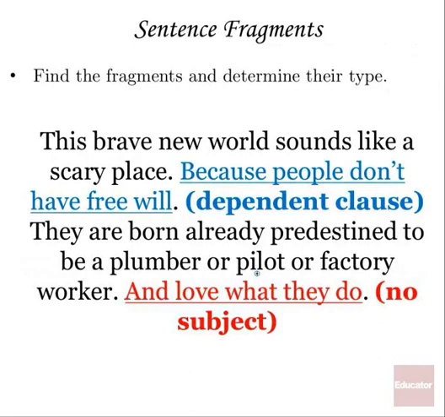Well, that's a fair number of fragments. There are 2 in this passage. This brave new world sounds like a scary place. Perfectly legitimate sentence, has a subject, predicate, makes sense, all good. Because people don't have free will. Well, this is a dependent clause. It has the subject, people, and a predicate, don't have free will. But there's that because. There's that subordinating conjunction again, so this needs to be attached to something.